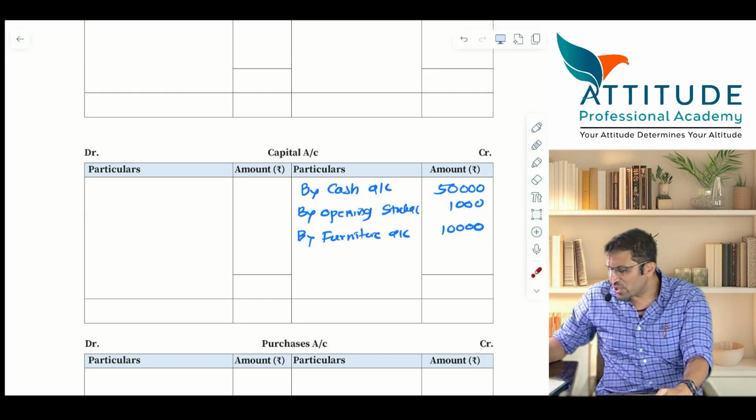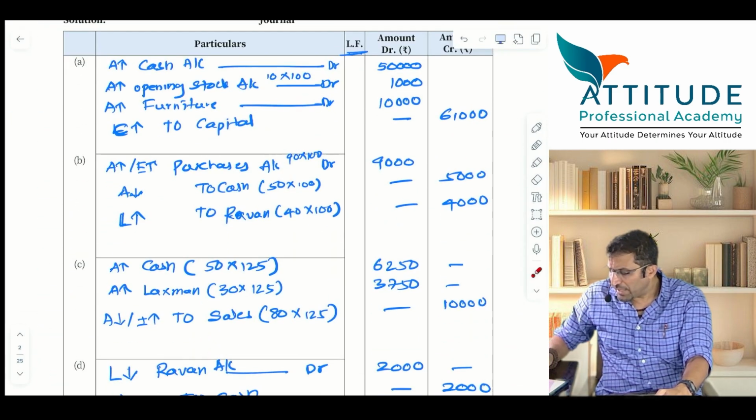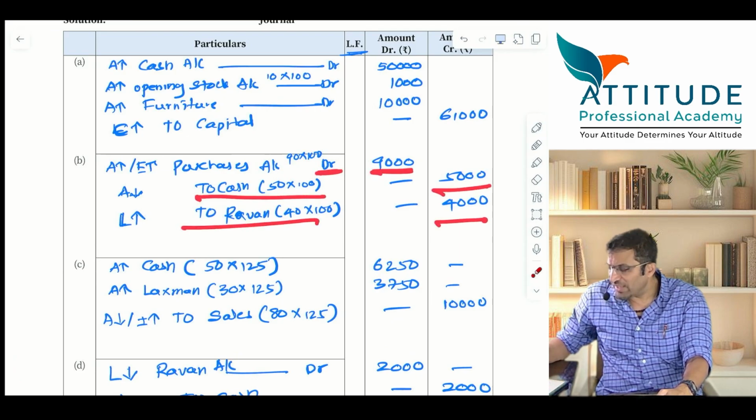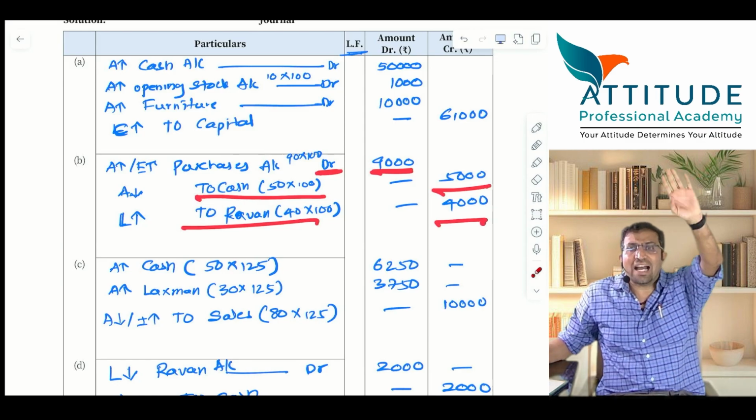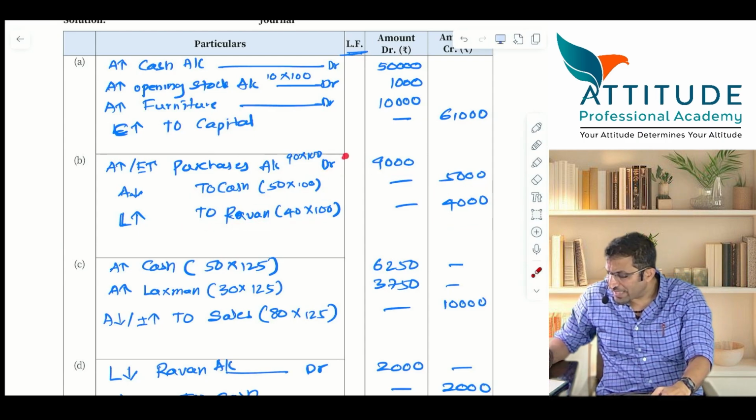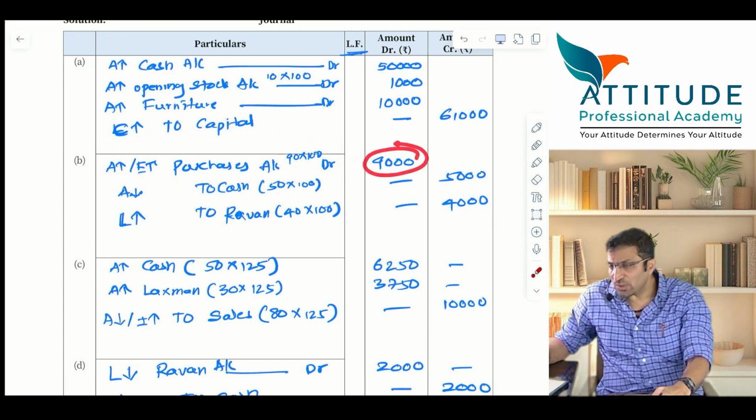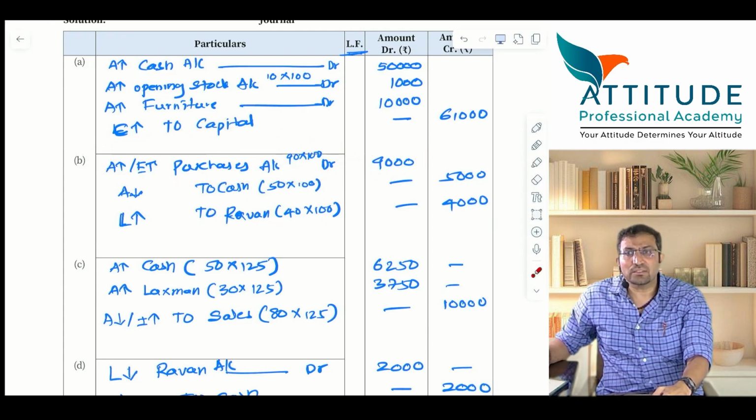Now, tell me the second journal entry. Yes, guys. Purchase account is debited by how much? And then credit is two items. Cash and Ravan account is credited. Now, I'll ask you a question, please answer. Where should I go now? I should go to purchase account. Which side? And should I write 9,000? Nityashri, concentrate here. Should I go to purchase account and write directly 9,000, Nityashri?